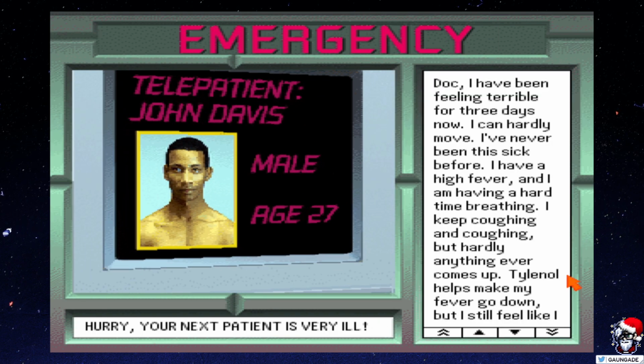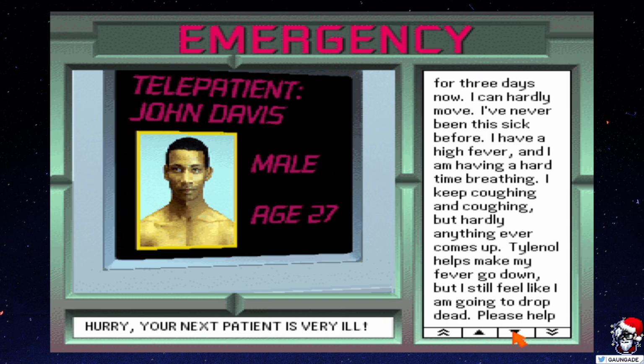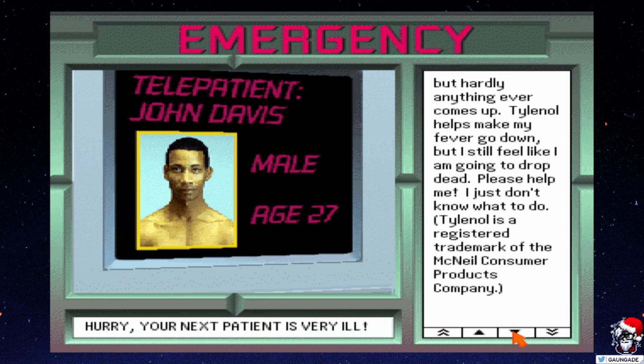Doc, I've been feeling terrible for 3 days now. I can hardly move. Never been this sick before. I have a high fever. I'm having a hard time breathing. Keep coughing and coughing. Hardly anything ever comes up. Tylenol helps make my fever go down, but I still feel like I'm going to drop dead. Please help me. I just don't know what to do.